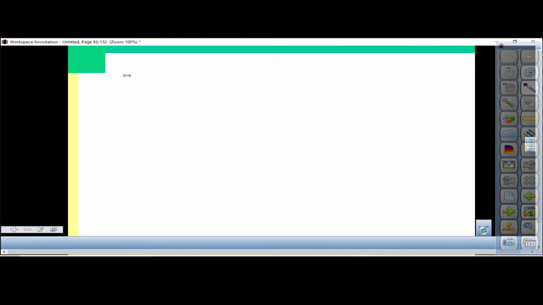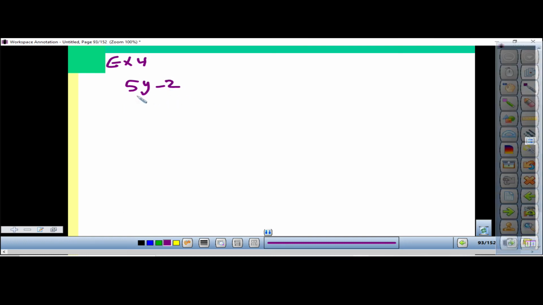So I'm going to go here and let's do another example. Why don't we try this one? That'll be example 4 for you, right? Example 4. Let's try (5y minus 2) over 8 equals (2 plus y) over 4.